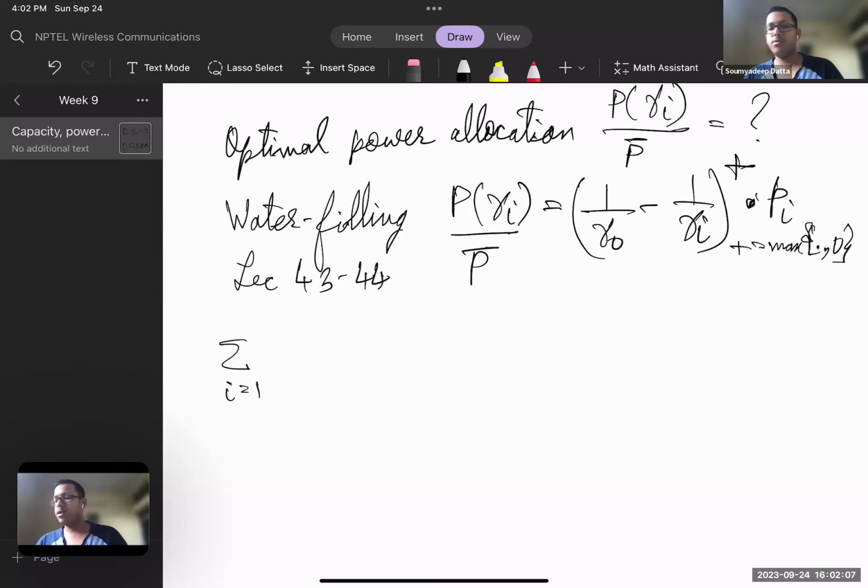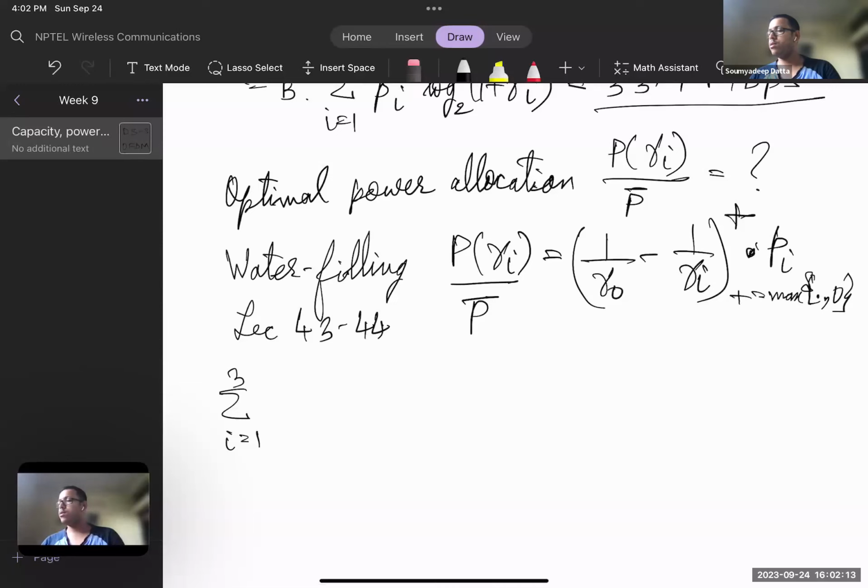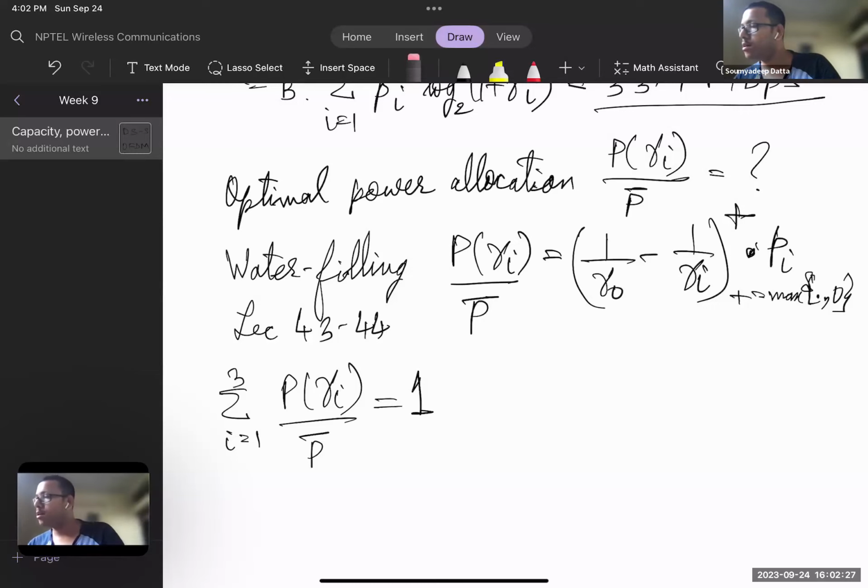Summation i equal to 1 to 3. So what happens is, if I sum over all three, this thing, P of gamma i over P bar, I should be getting 1. Sorry, so this is the allocation, and if I sum over all three, I should be getting 1, because I cannot allocate more than 1 unit of power, if I normalize everything.